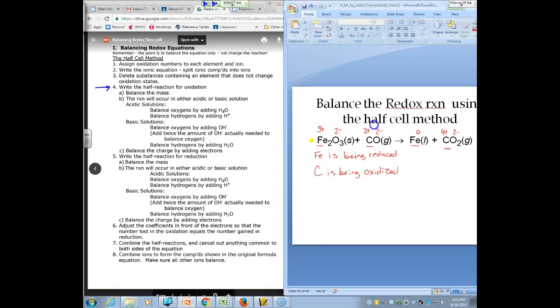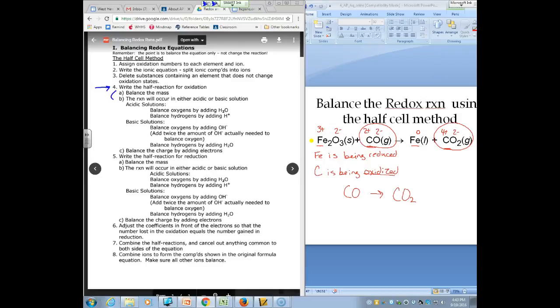So I am going to just write down the things involving carbon because that was the one that was oxidized. I'll still keep the arrow in between those two. So my half reaction is going to look like this. So just the two things that involve carbon. If there were more things that involve carbon, I would have to put them in there as well.